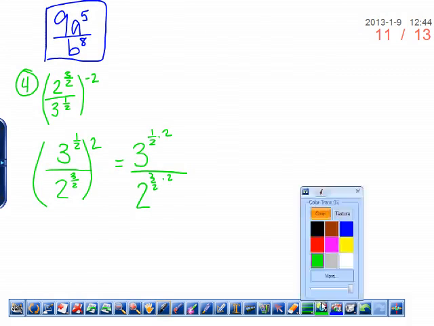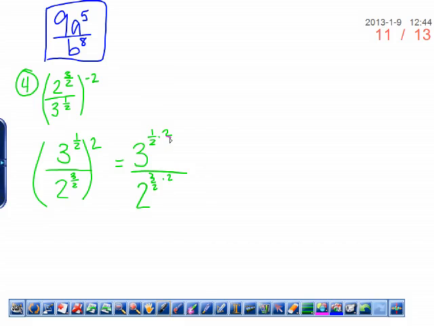What can I put the 2 over to help me? 1. So this becomes 3 to what power if I have 1/2 times 2 over 1? 3 to the 1st, which is just 3. And then 3/2 times 2 over 1? 6 over 2, which is just 3. So that gives me 3 over 8.